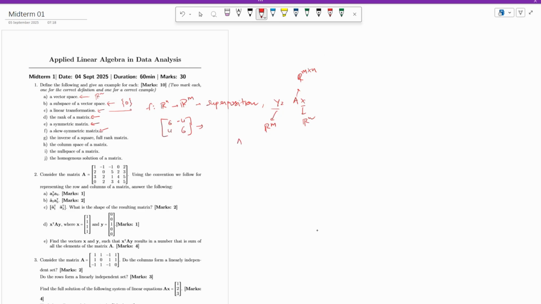Yes. A transpose equals minus A is the definition. What is the transpose of this? 6, 4, minus 4, 6. Is that equal to minus A? Minus A would be minus 6, 4, minus 4, minus 6. It's not equal. What would you change in this matrix to make them equal? Yes. For a skew symmetric matrix, the diagonal elements are 0.